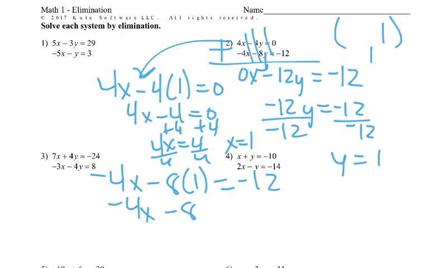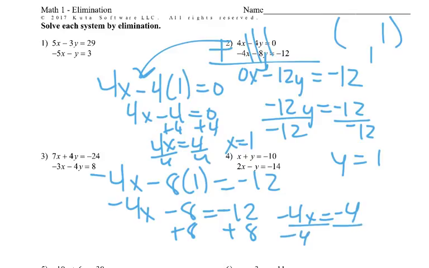Negative 8 times 1, negative 8 equals negative 12. Add 8. We get negative 4x equals negative 4. Divide by negative 4, and x equals positive 1. So at the point 1, 1, that's where these two equations are the same. Okay?